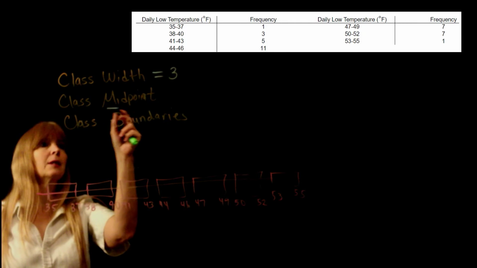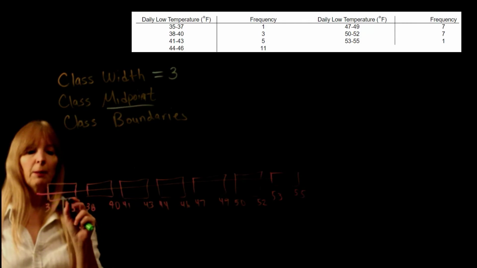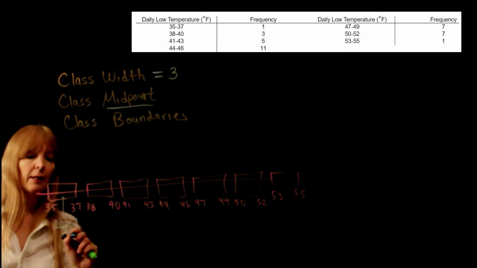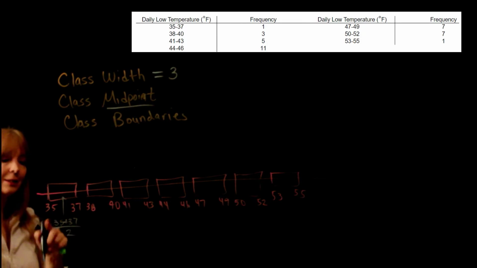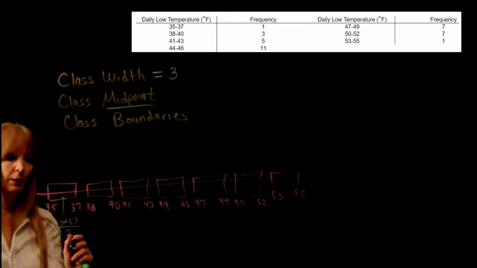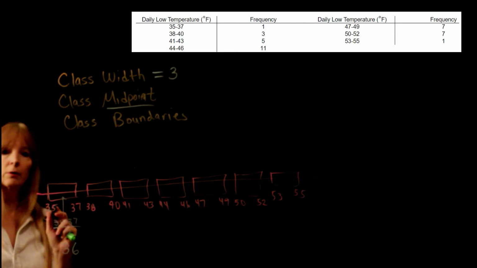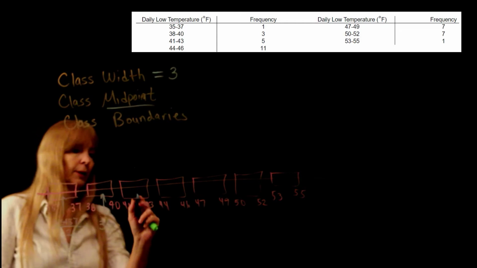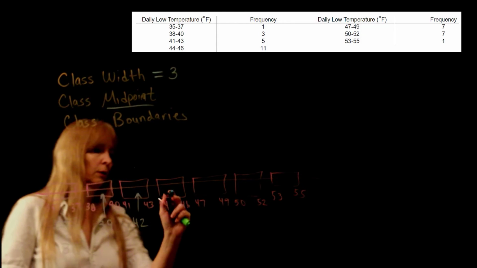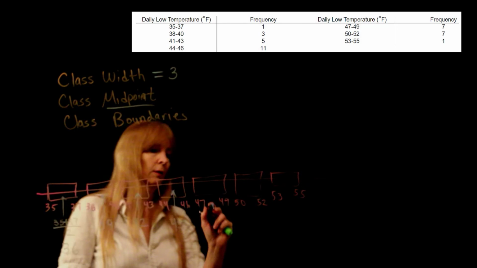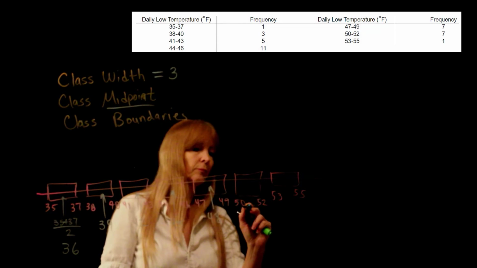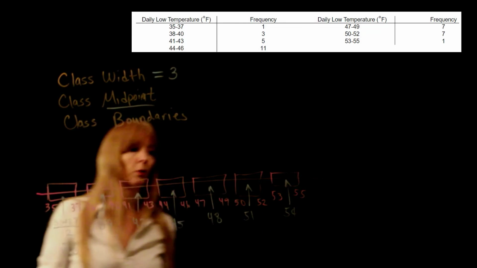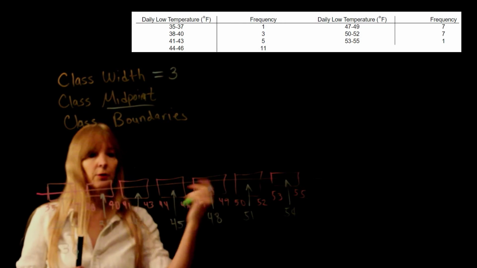And now it wants the midpoint, so you could get the midpoint by taking 35 plus 37 and dividing by 2. Or you can see so nicely, it's just right in the middle, right? So in other words, 36, this next one, 38, 39, this next one, 42, 45, 48, 51, and 54. All right, so far so good.